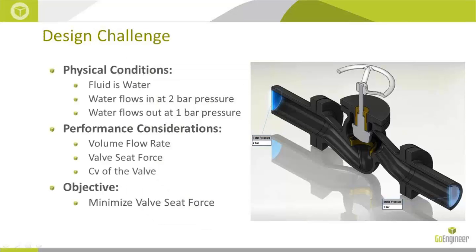All right, so our challenge is we're going to assume that the fluid is water, and that makes sense. It's coming out of that water truck. We're going to say that it's coming in at 2 bar and coming out at 1 bar. So there's a 1 bar pressure drop. And we want to look at volume flow rate, valve seat force, and our valve coefficient. The objective of investigating all these different scenarios is to minimize the valve seat force.